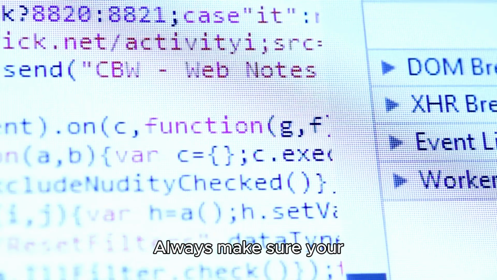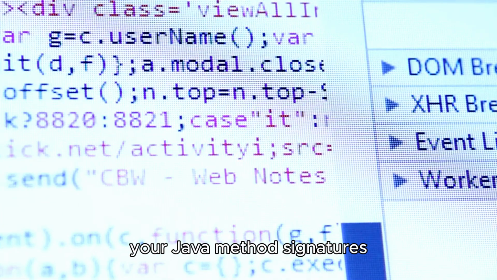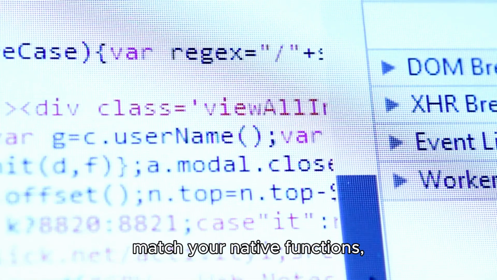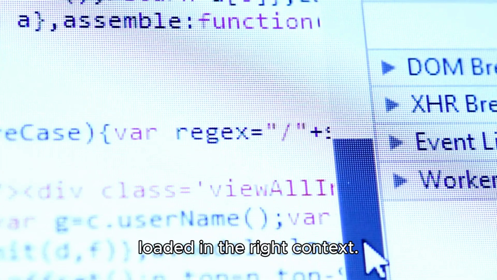The takeaway is this: class loading and JNI are tightly connected. Always make sure your class loaders are consistent, your Java method signatures match your native functions, and that your library is loaded in the right context. Otherwise, you may see mysterious segmentation faults that are really just class loading problems in disguise.